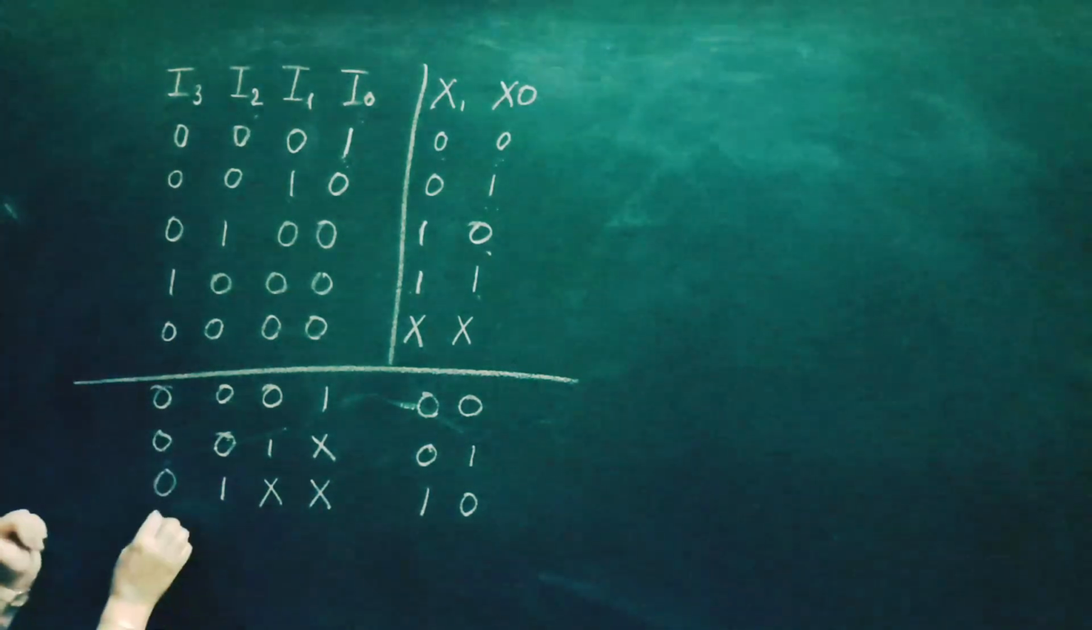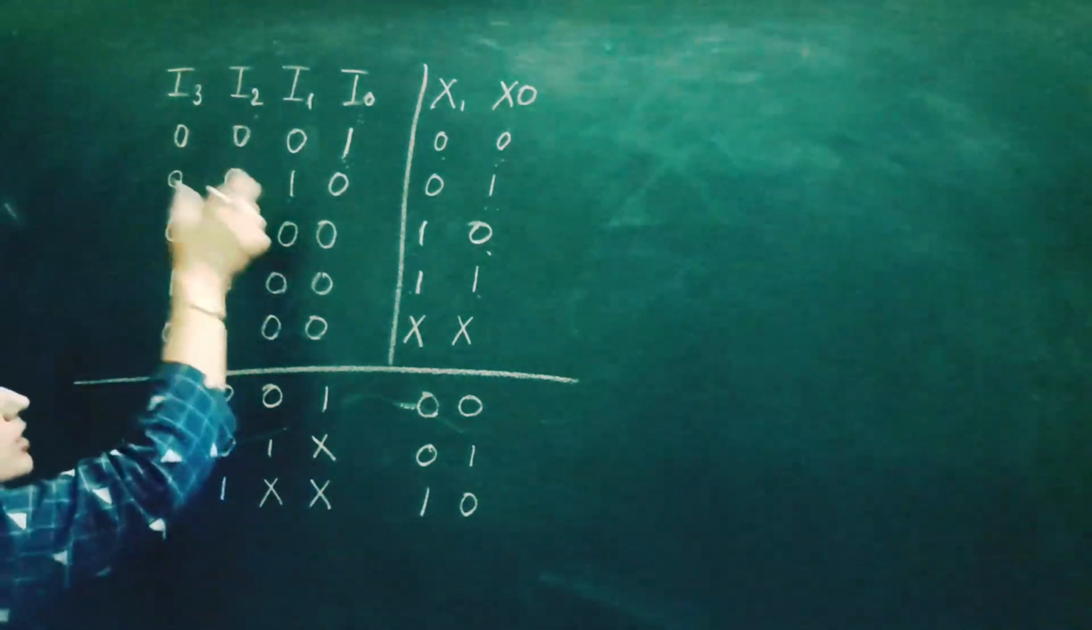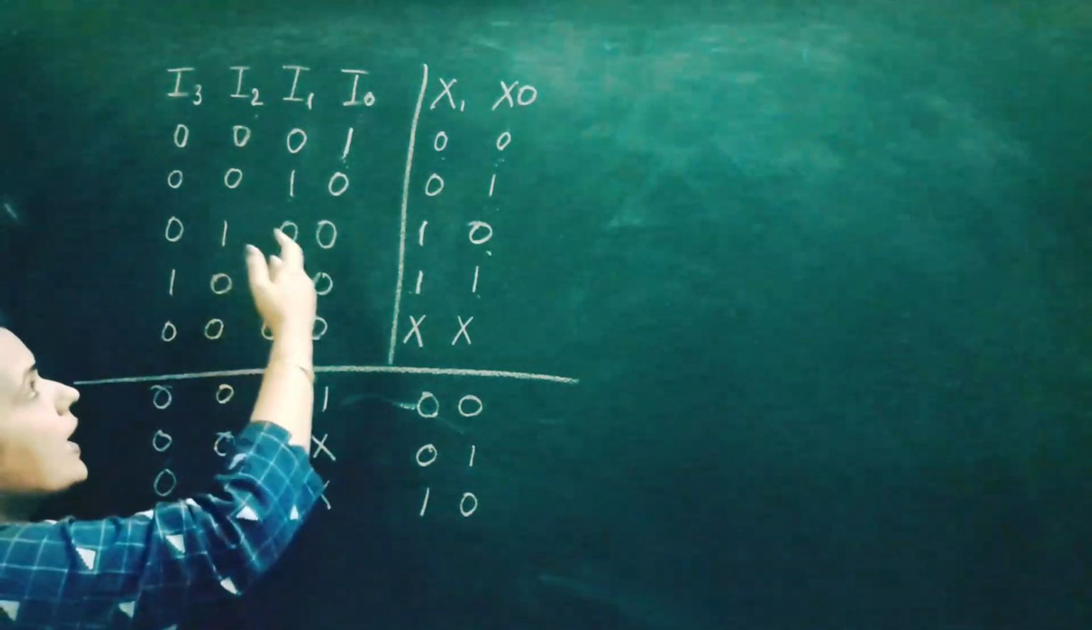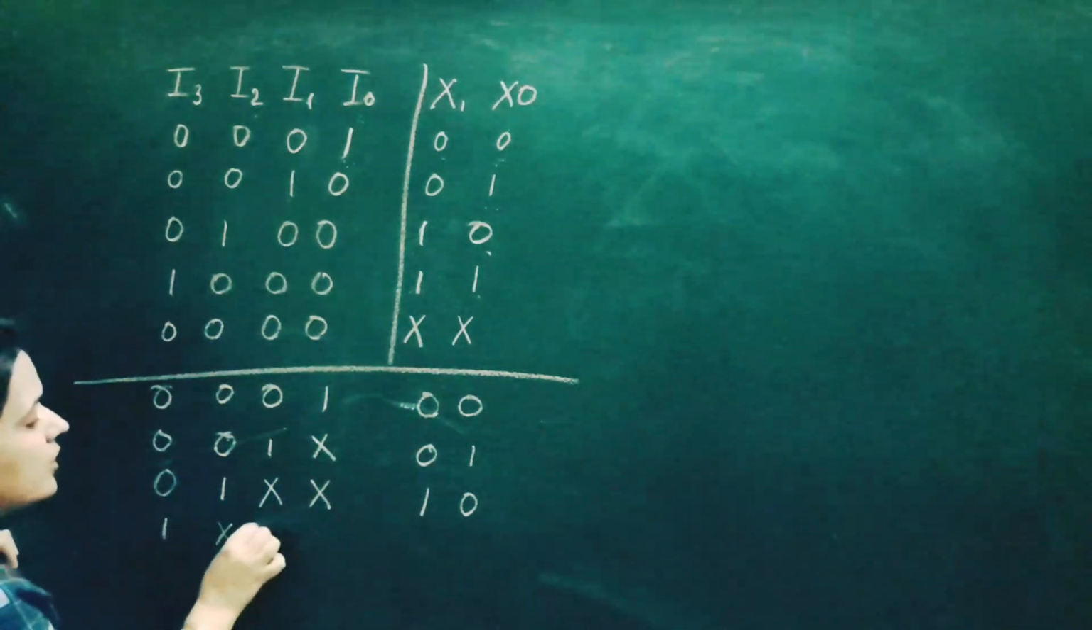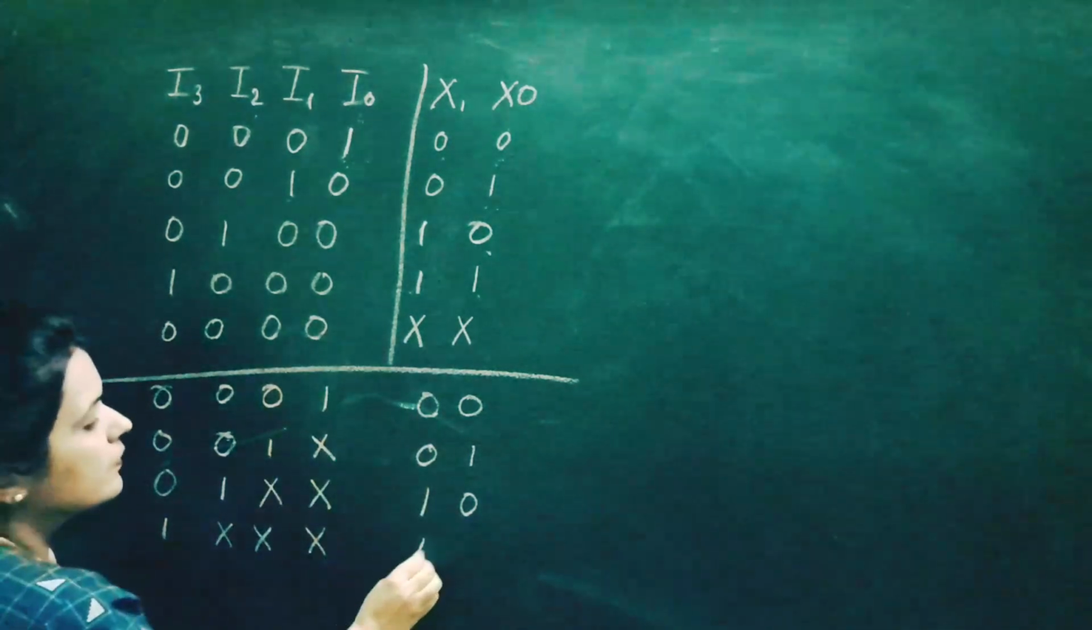But when I3 is 1, I3 has value high, I3 has value 1. In that case, whatever may be the value of these lower lines, I2, I1 and I0, we don't care, the output will be 1, 1.